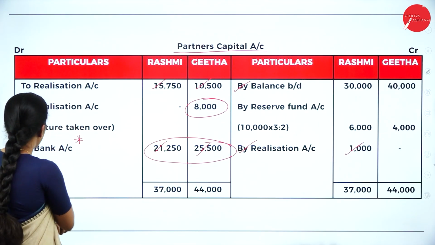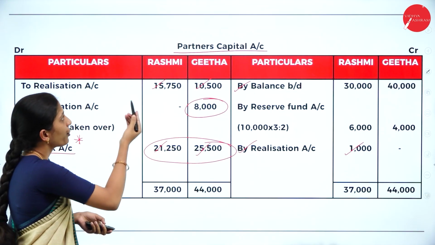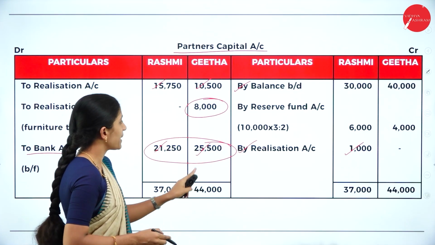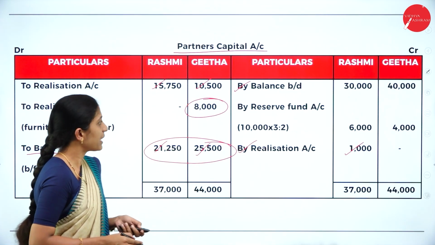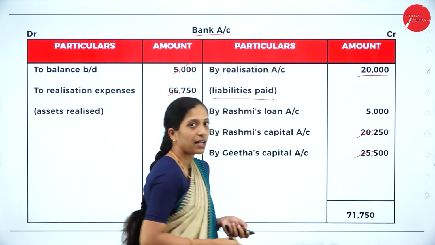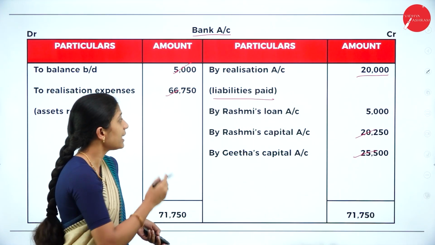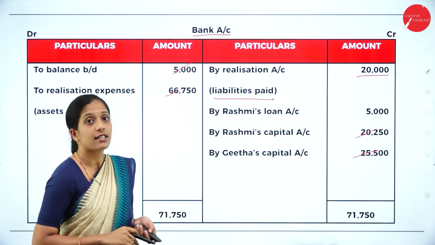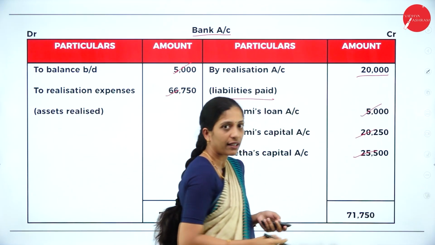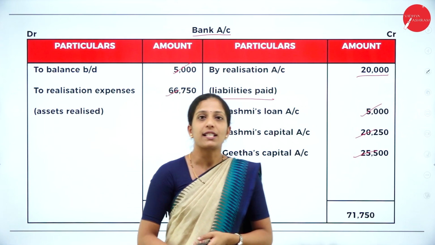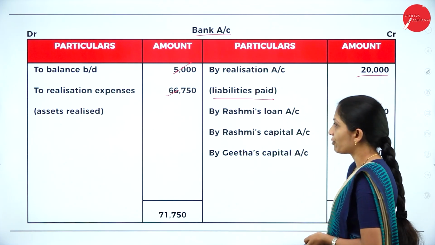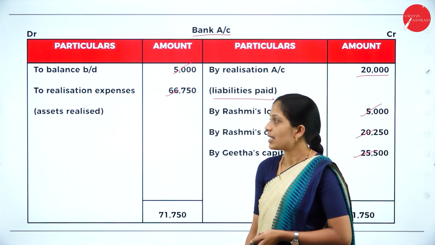Come to the partners capital account. Here we have bank account. How do you write the reverse entry? By partners capital account. That is by Rashmi's capital account, by Geeta's capital account. So by Rashmi's capital account 2,250, by Geeta's capital account 25,500. Next one item is left, that is loan. So you will write by Rashmi's loan, which is there in the balance sheet, 5,000. Now you will balance both the sides. So both the sides get tallied. That is 71,750. Here also 71,750.